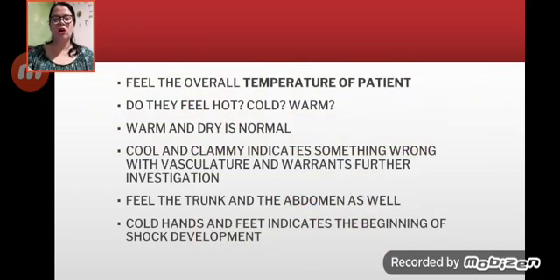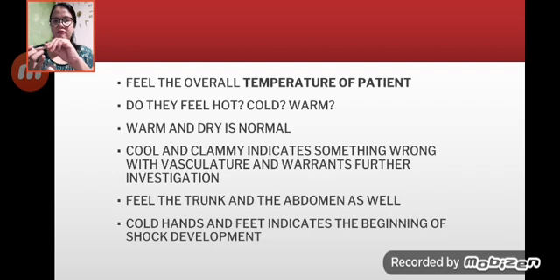So you need to feel the overall temperature of the patient. You need to touch. Do they feel hot, cold, or warm? Warm and dry is normal. But cool and clammy indicates that there is something wrong with the vasculature and warrants further investigation. You may also feel the trunk and of course the abdomen as well.